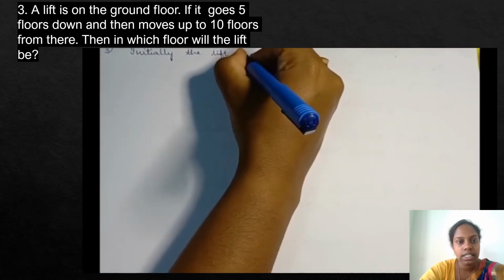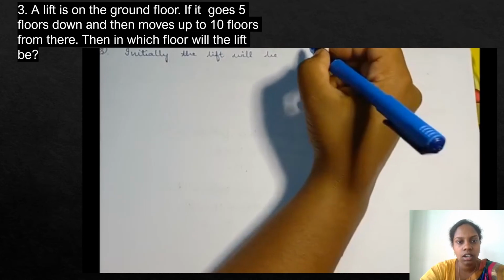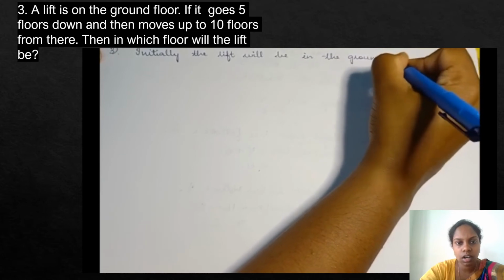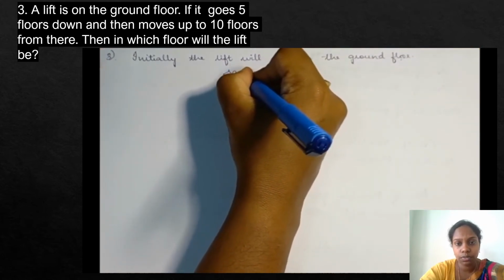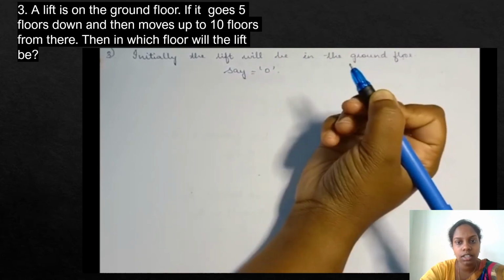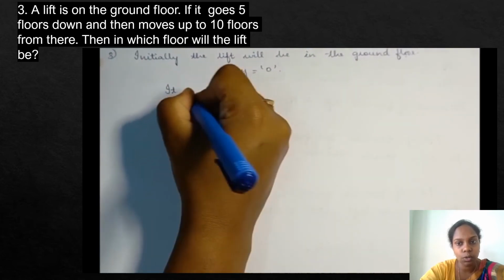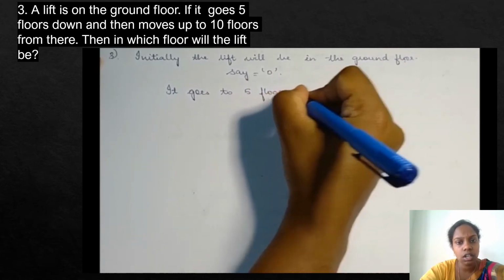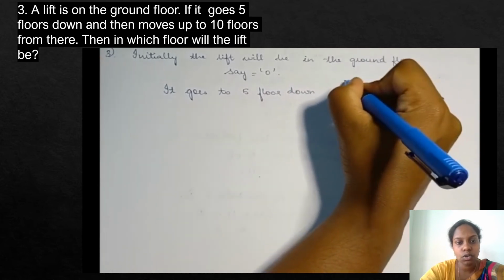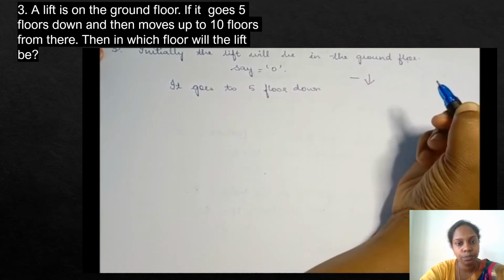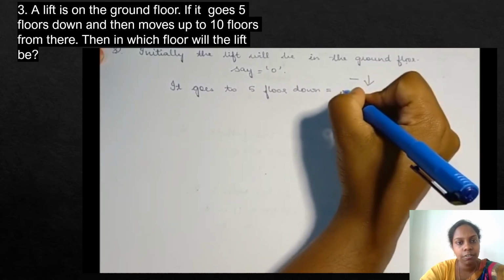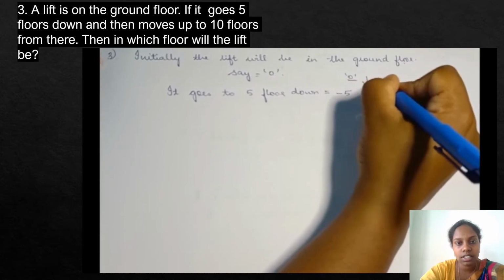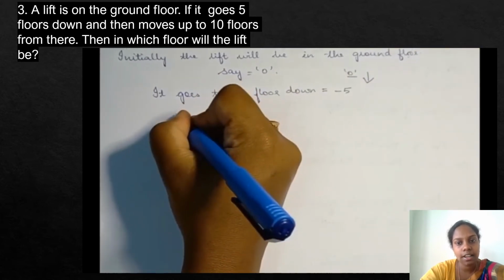First see, initially the lift is on the ground floor, right? So we'll represent the ground floor as 0. For clear information, that will be represented as 0. Now see, they have told the lift goes 5 floors down. So how can it be 5 floors down? In the sense, it is backward, which I already told you, it is downward. So it will be minus 5.